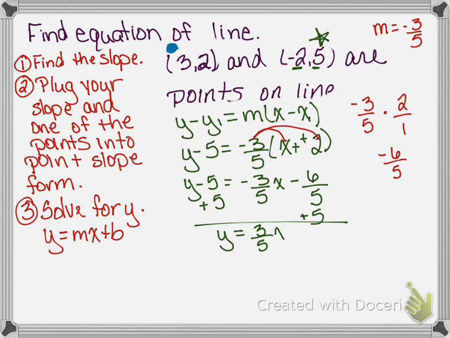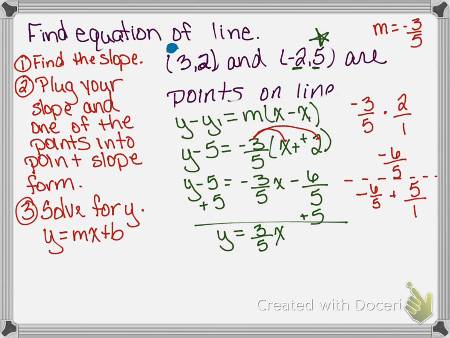So I have y equals negative 3/5 x. I'm going to do my fraction work on the other side. I have negative 6/5 plus 5 over 1. Negative 6/5 plus 5 over 1.